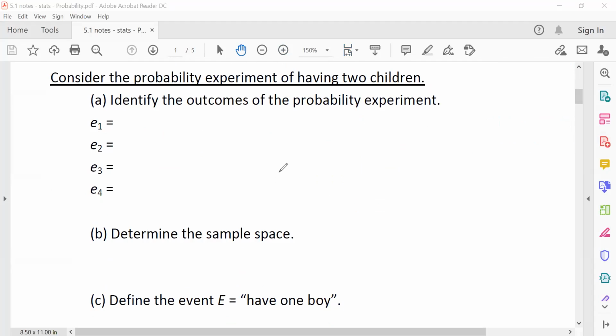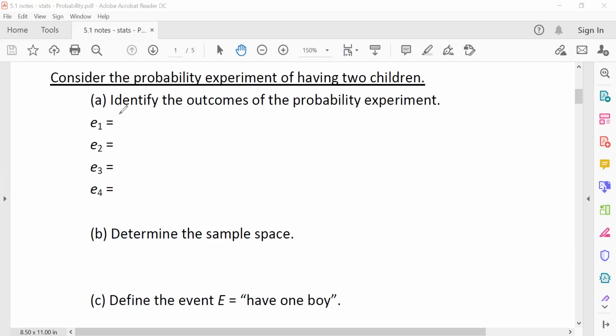We're going to have something called the sample space. The sample space is going to be a set. If you've had set theory before, that means we use set brackets. The sample space collects all the possible outcomes of a probability experiment. So here's what we're going to do. I'm going to list the 4 outcomes for the experiment of having 2 children, and we're going to be talking about the genders of the children. I'll use B for boy and G for girl.